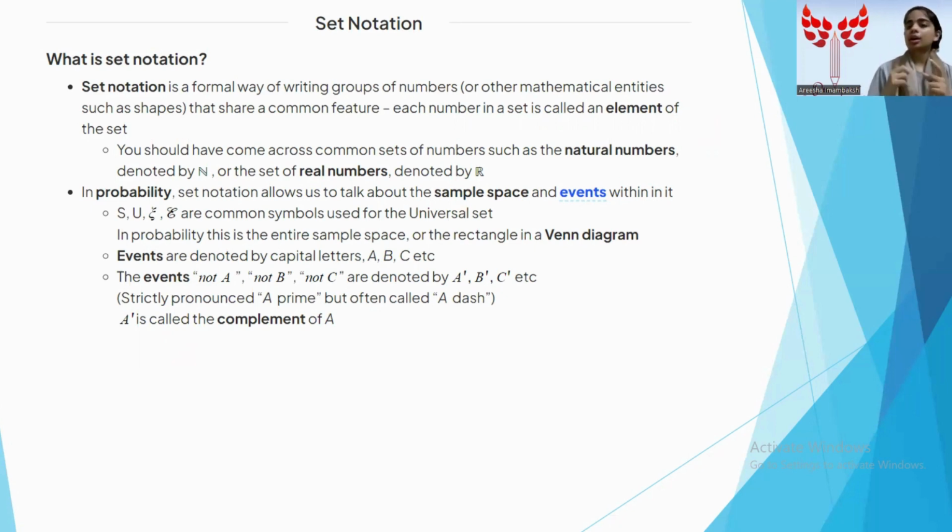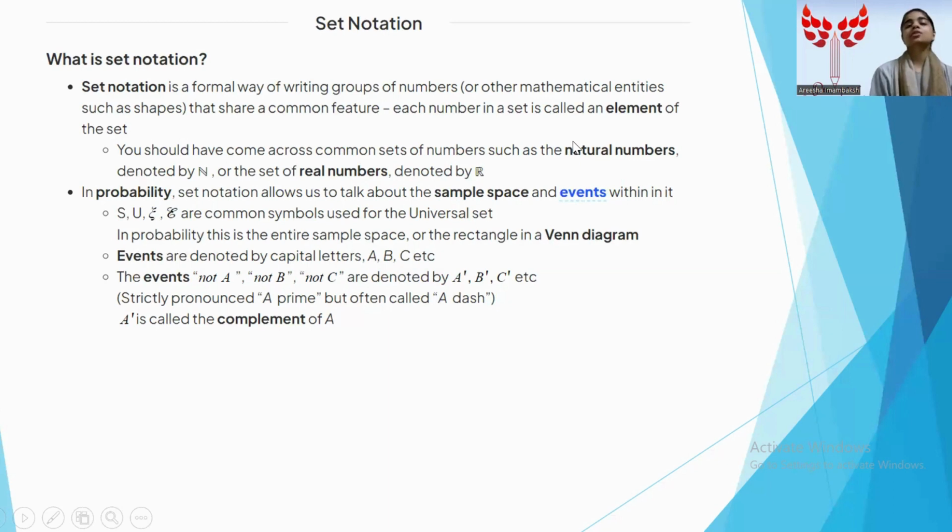So you need to know a little basic about the sets topic. And a set notation is basically a formal way of writing groups of numbers, right? Or maybe there can be other mathematical entities, even shapes or other things. Now, if certain numbers or a certain group of elements belong to one set, they share a common feature, right? And each member in the set is known as an element, right? The set of natural numbers is denoted by N. The set of real numbers is denoted by R.